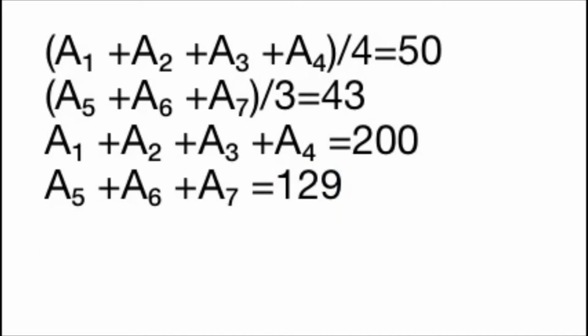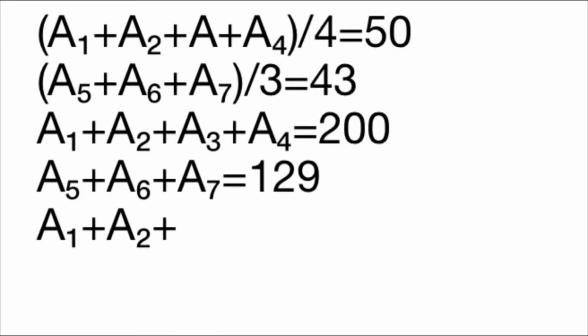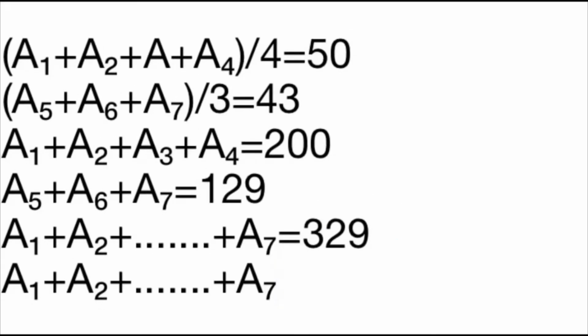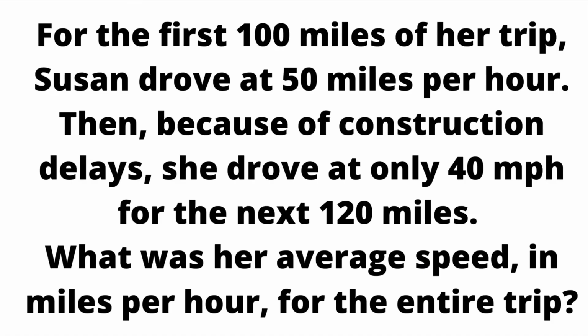The sum of these two equations will be A1 plus A2 plus etc. plus A7, which is equal to 200 plus 129, which is 329. The average temperature for the entire week was 329 degrees divided by 7. It was 47 degrees.